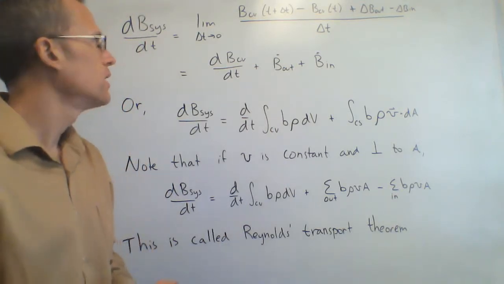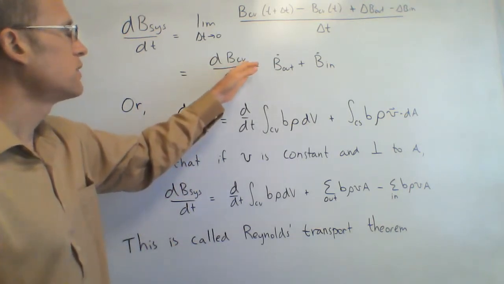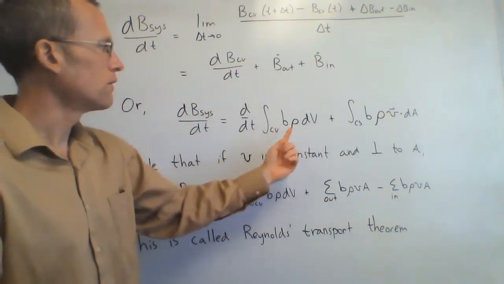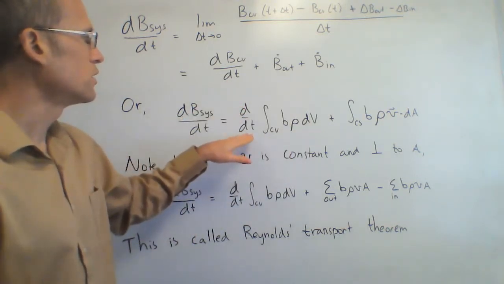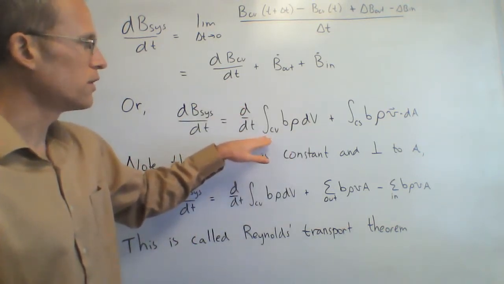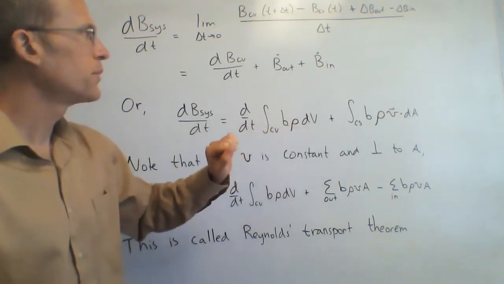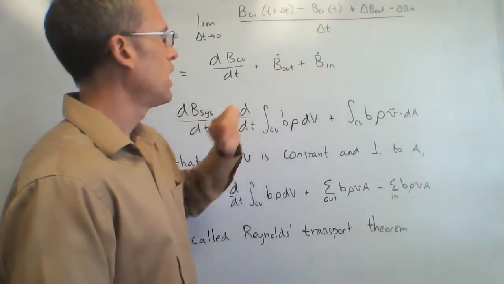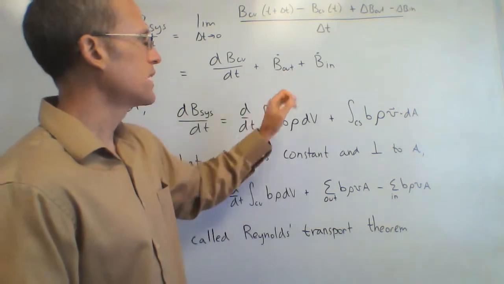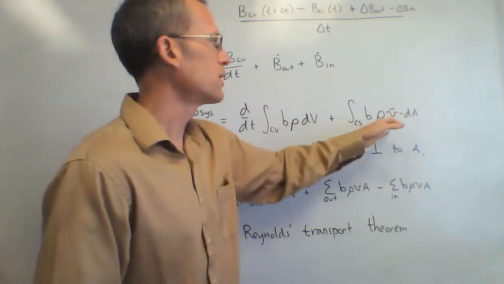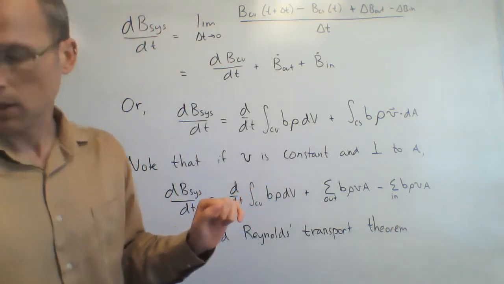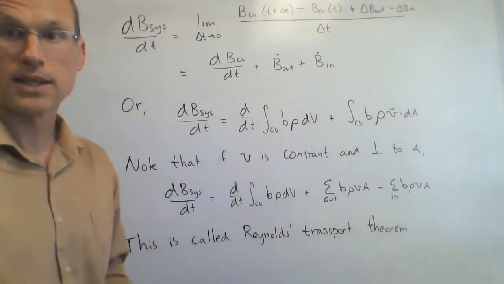Another way I can write that is I know that B in my CV is the integral of little b rho dV. So this guy is the derivative of the integral over my control volume of b rho dV. Then in terms of going in and going out, I can replace that by an integral over the control surface of b rho v dotted with dA. So v dotted with dA takes care of things coming in and out.